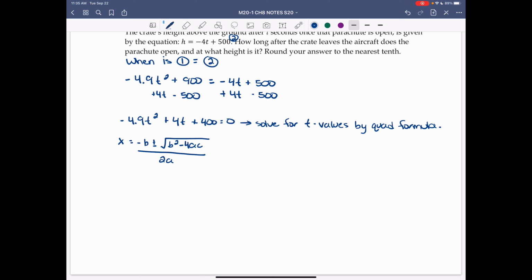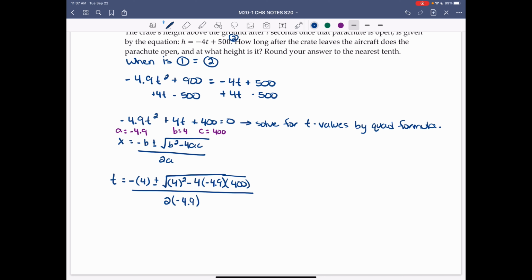Sub in our values. In this case we have t equals, our b value is 4, our a value is negative 4.9, and our c value is 400. In this case our x is called t, negative b, negative 4, plus or minus the square root of b squared, 4 squared, minus 4 times a, which is negative 4.9, times c, which is 400. All of that divided by 2a, which is negative 4.9.